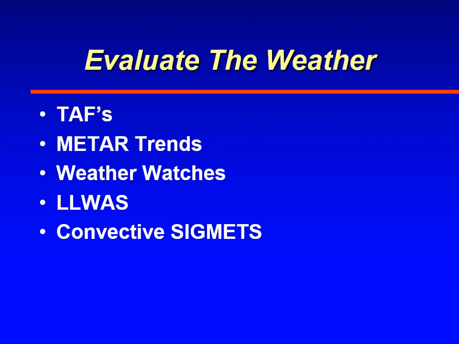And that means looking at all available information, which includes observations and forecasts, whether it be TAFs, METARs, weather watch boxes, whether it be a tornado watch or severe thunderstorm watch, the low-level wind shear alert system around the airport also, if there are any warnings or any alerts going out from that, that would be really informative, as well as convective signals for the area.